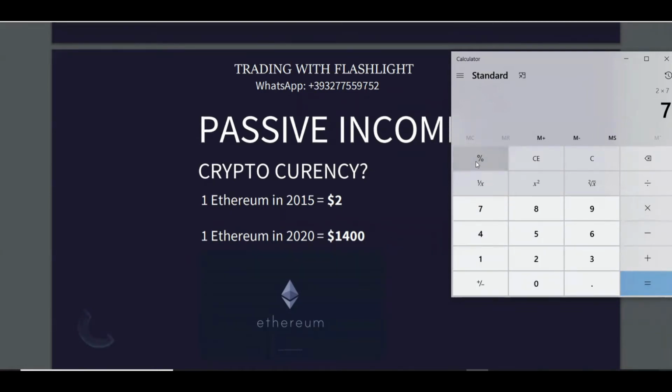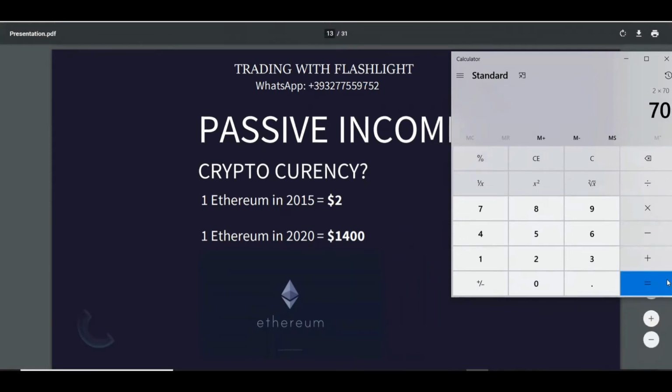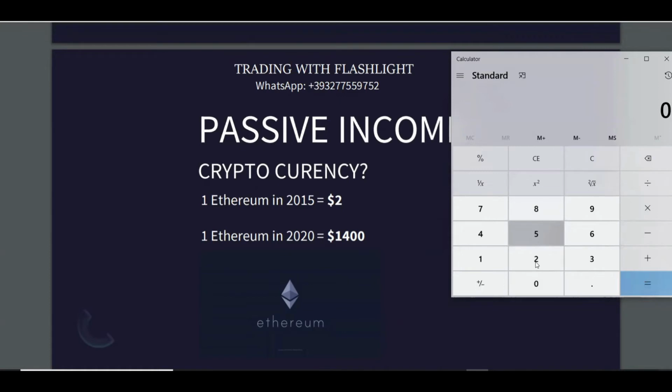It's 7,000. $2 times 7,000... No, it's 70,000. Wow. $2 times 70,000. You can imagine? I know. No, it's 7,000. I'm very sorry for that. So it's true, the person is making 7,000 of profit just with $2.